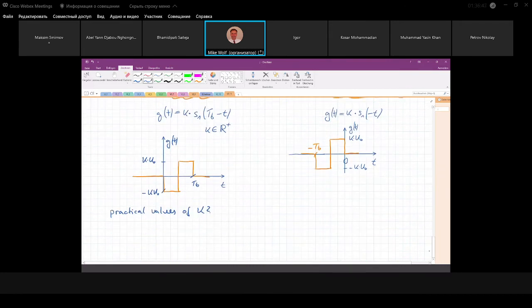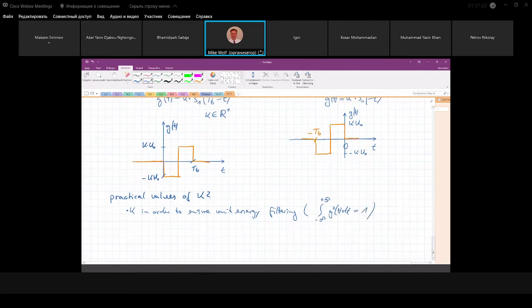So now practical values of k. We would say, in order to ensure energy, this means the integral from minus infinity to plus infinity of g squared of t dt, even if it wouldn't be restricted to this time interval, is equal to 1. I just want to say the energy of the impulse response is 1.